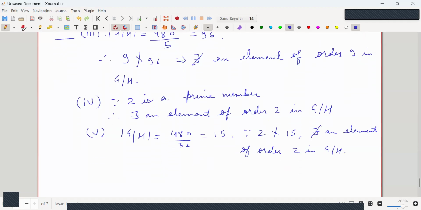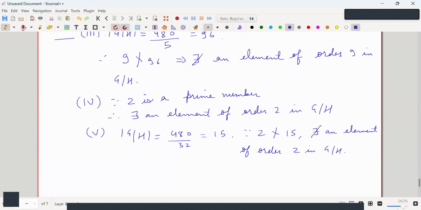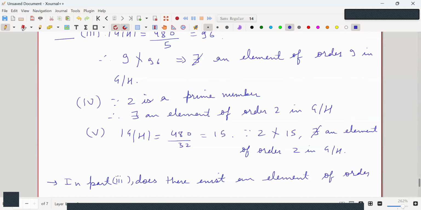Let us see something more. So in part 3, can we ask, does there exist an element of order 4? Instead of 3, I should write Roman, right? Part 3, does there exist an element of order 4? 4 is dividing 96, right?